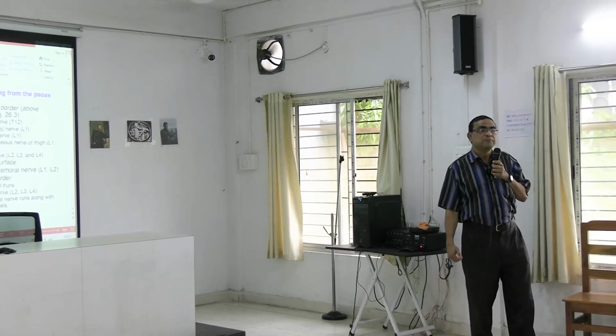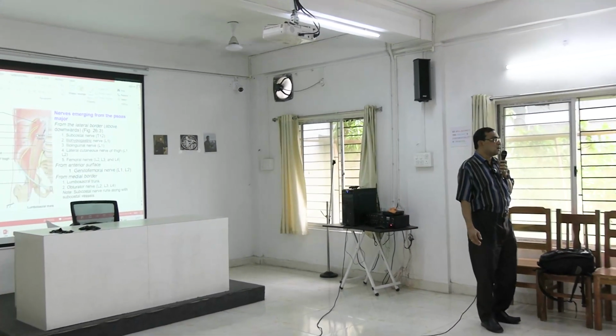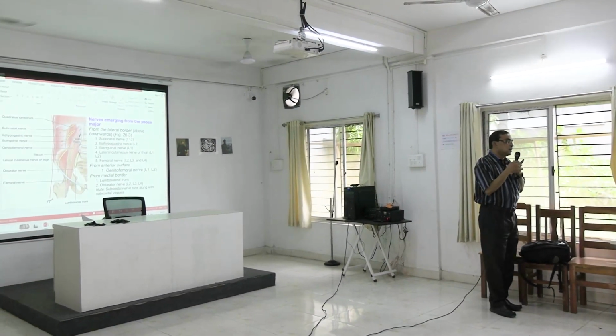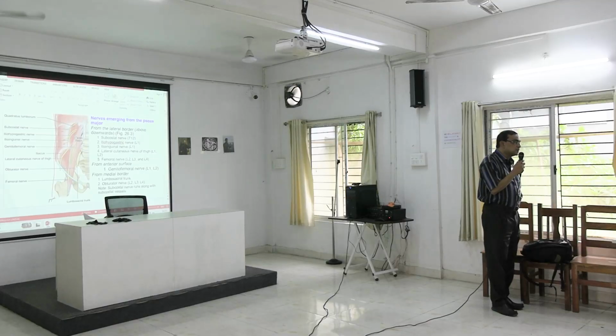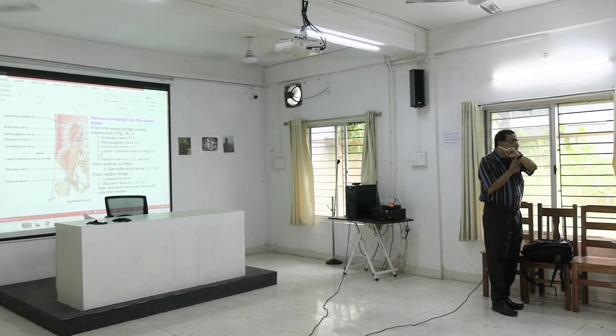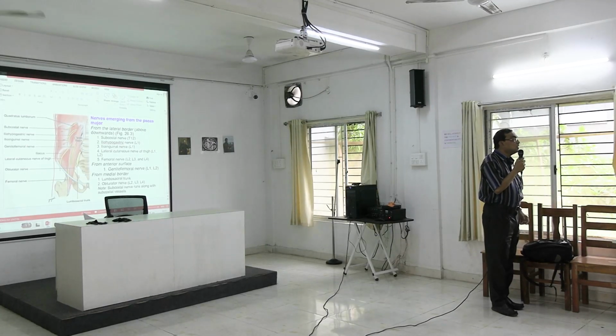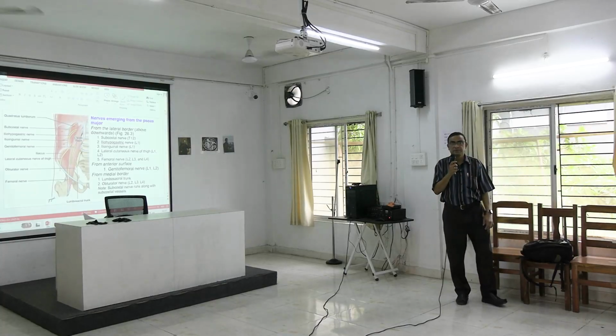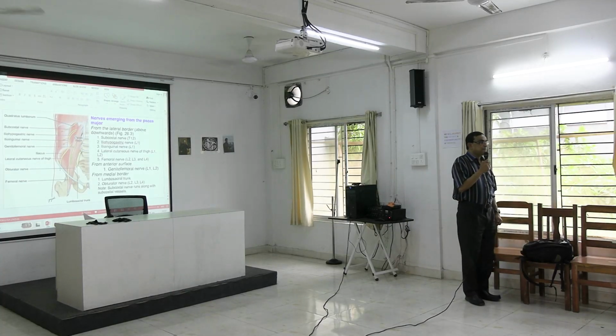And also we can see these two nerves coming down just below the subcostal nerve. The above one is the iliohypogastric and the below one is the ilioinguinal nerve. Actually, these two nerves have the same root value, that is L1.